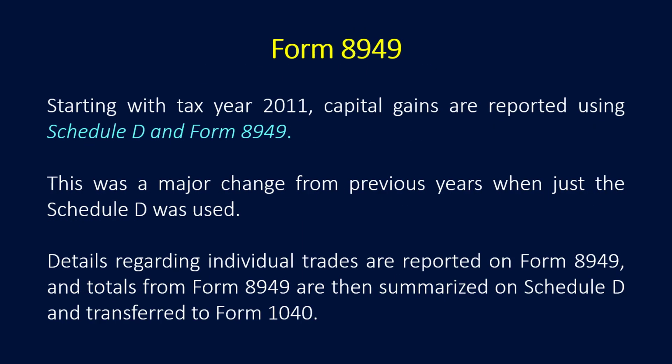Starting with tax year 2011, capital gains are reported using Schedule D and a new form for that year, Form 8949. This was a major change from previous years when just the Schedule D was used to hold these transactions. Details regarding individual trades are reported on Form 8949. Totals from that form are then summarized on Schedule D and then transferred to Form 1040.